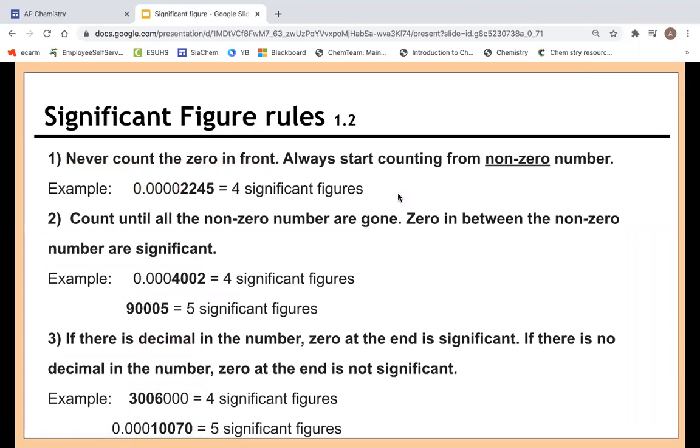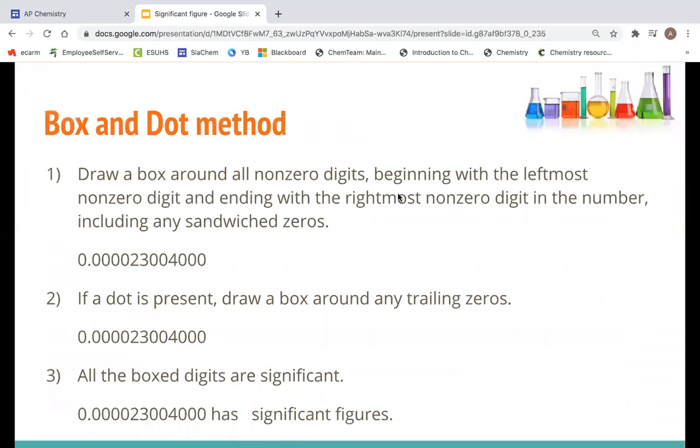So these are the answers. All right, there's another method that you can use, something called the box and dot method. Let's get started and see how it works. The way you do the box and dot method is this: you draw a box around all non-zero digits. That means if there is a non-zero, you box it. So 2 is a non-zero, so I can start the box here. I keep scanning until all the non-zeros are gone. So 4 is a non-zero, I can box it, right?